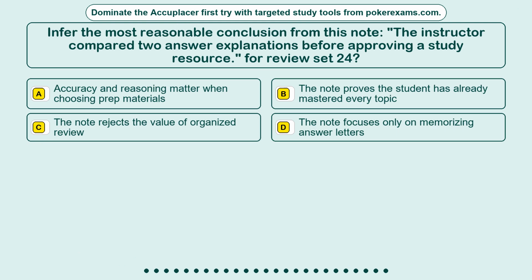Question 14. Infer the most reasonable conclusion from this note. The instructor compared two answer explanations before approving a study resource, for review set 24. Option A, accuracy and reasoning matter when choosing prep materials. Option B, the note proves the student has already mastered every topic. Option C, the note rejects the value of organized review. Option D, the note focuses only on memorizing answer letters.